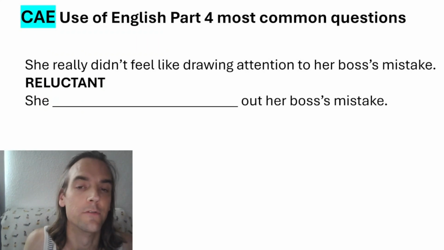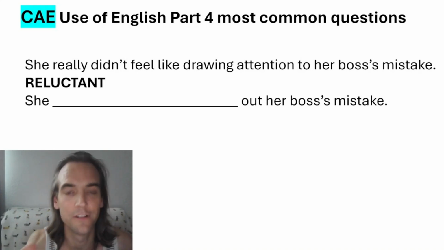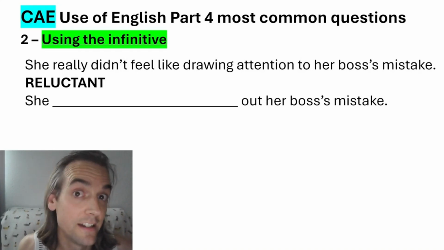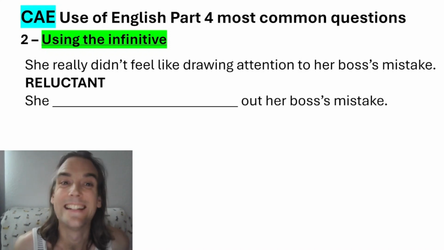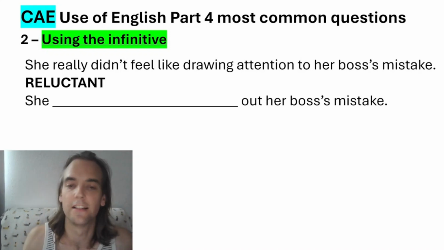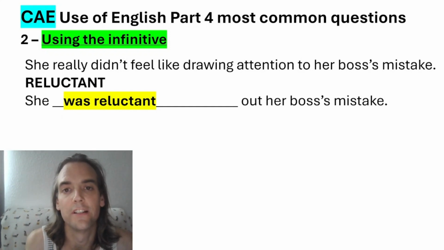Let's do the same for C1. Pause the video, try and answer it. Take your time, think, read the sentence carefully. What does it mean? What do you need to say? You're going to need the infinitive again. If you don't feel like doing something, didn't feel like, past tense, then she was reluctant. And this is an adjective, so we must use the infinitive.